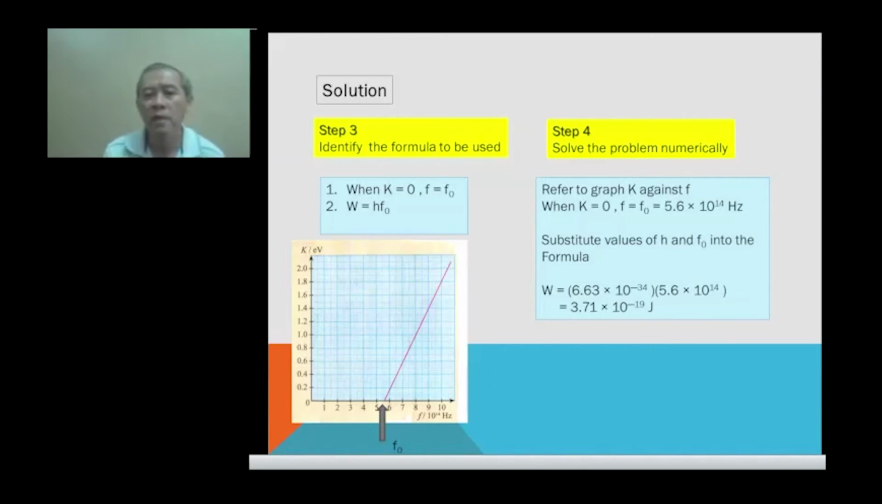Okay, second, substitute the value of h and the value of f naught into the formula. So W equals 6.63 times 10 power negative 34 multiplied by 5.6 times 10 power of 14. Use your calculator, and it equals 3.71 times 10 power negative 19. The unit is joule.